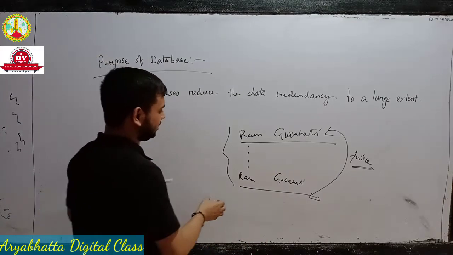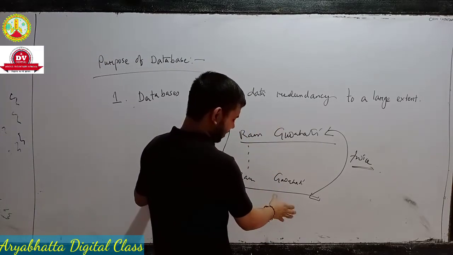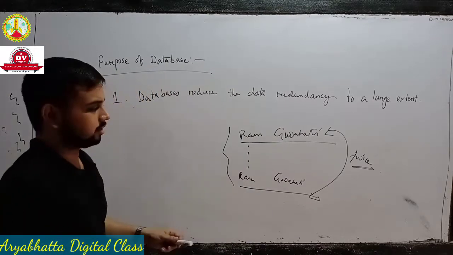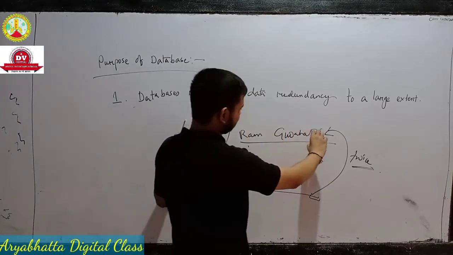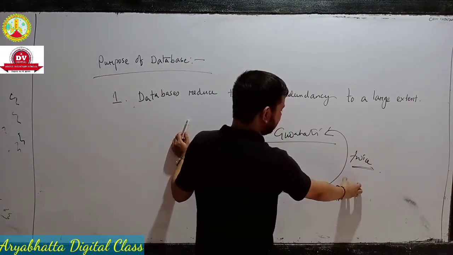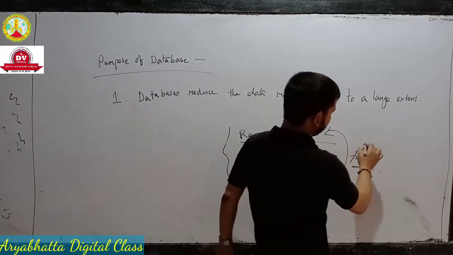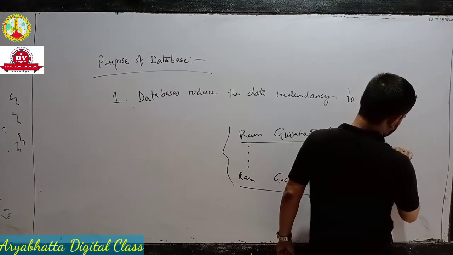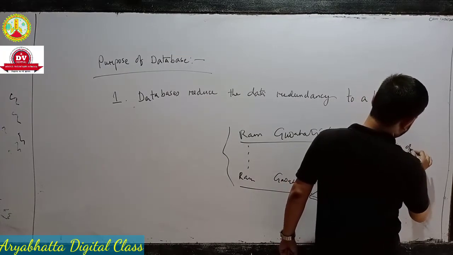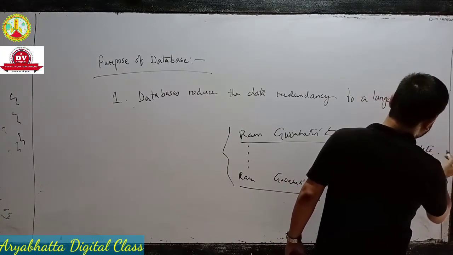So suppose you have to keep many records, and while keeping them, you mistakenly put one person's name and address twice. This is duplication of data. This is called duplication of data.